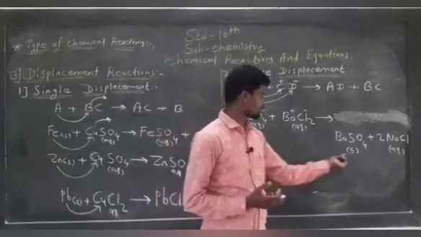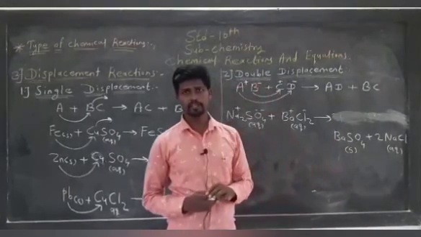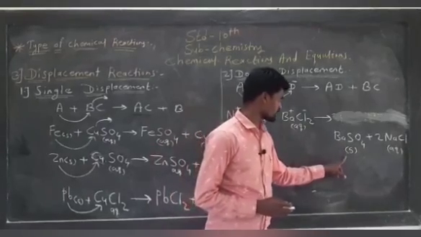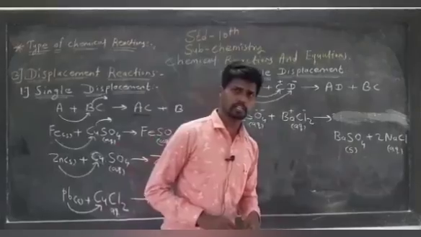So precipitate means this solid, the color of barium sulfate is white, and this is called the precipitate, and this reaction is also called a precipitation reaction.